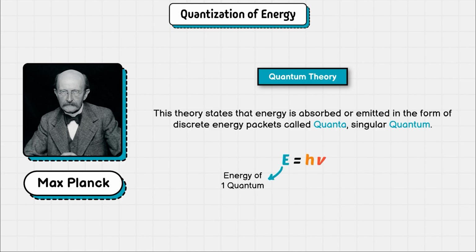Then, to calculate the energy of one quantum of light of a specific frequency, we can use this formula, where E represents the energy of the quantum, h refers to Planck's constant, and ν represents the frequency of the electromagnetic radiation. And by the way, this ν is a Greek letter that is pronounced as nu. We will discuss this formula in more detail later in the video, but for now, let's focus on understanding the concept of quantization of energy. And to do this, we will use two analogies.